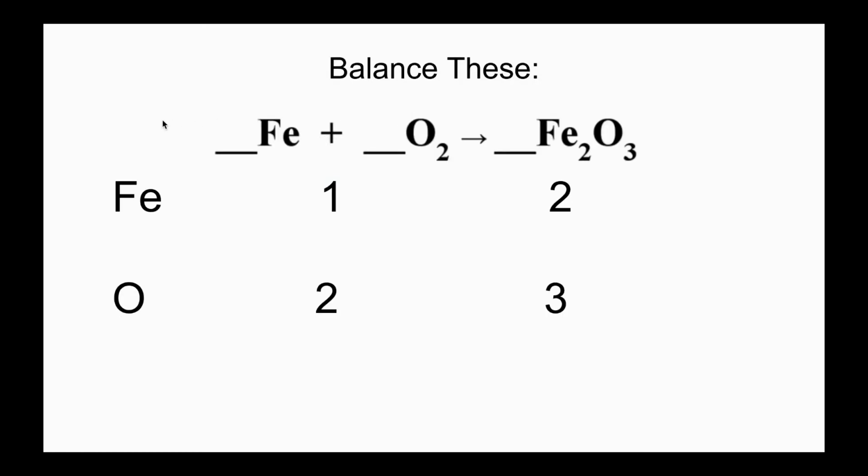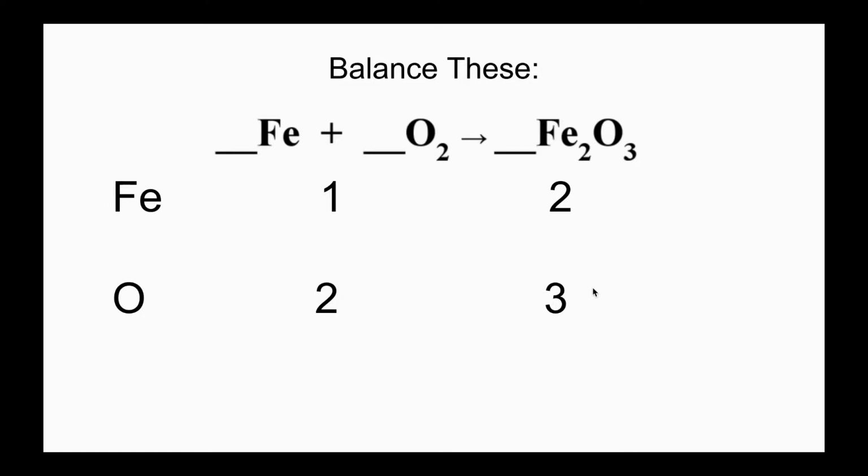All right, let's try one that's a little bit harder here. So if I add these up, this is iron right here. I have one iron on my reactant side, two irons on my product side. For oxygens, I have two oxygens on my reactant side and three oxygens on my product side. So now look, we have to balance both of these.